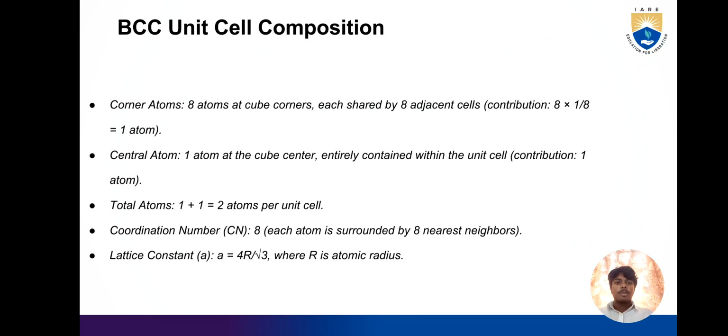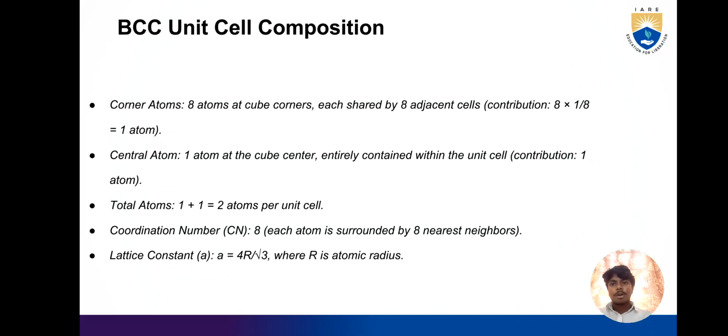BCC unit cell composition. In a BCC unit cell, there are 8 atoms at the corners and 1 atom at the center. Each corner atom is shared among 8 adjacent unit cells. So the contribution from corners is 8 times 1/8, which is equal to 1, and the center atom is entirely within the cell, giving a total of 2 atoms per unit cell.